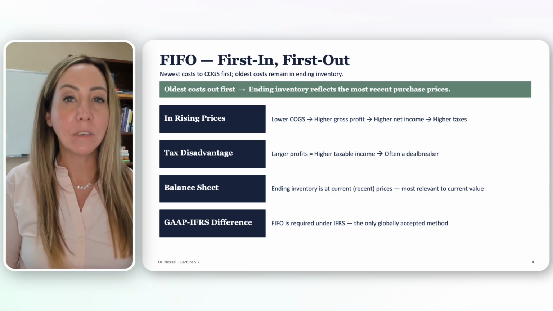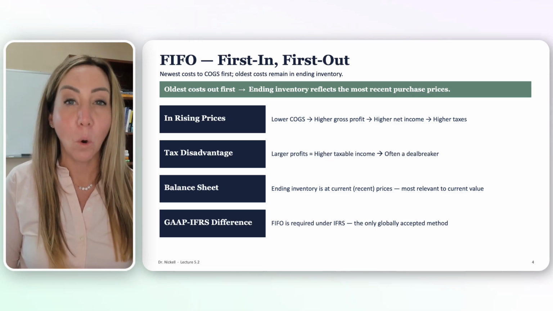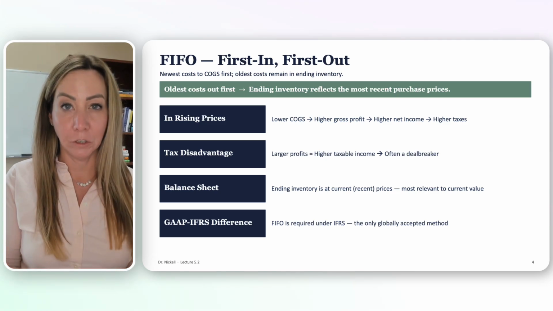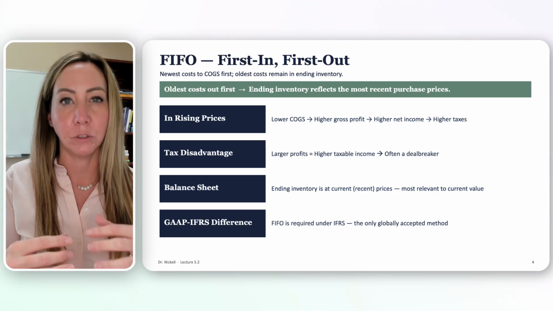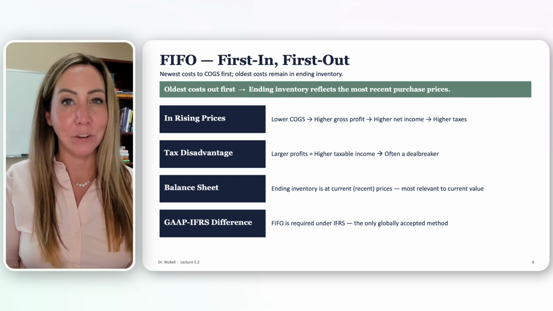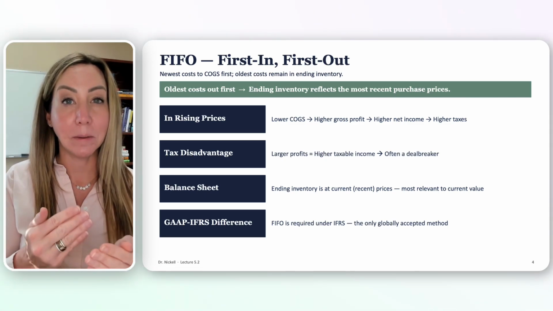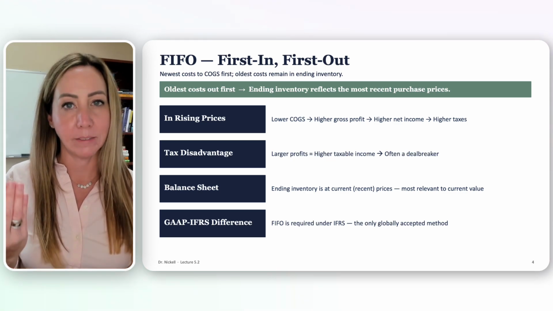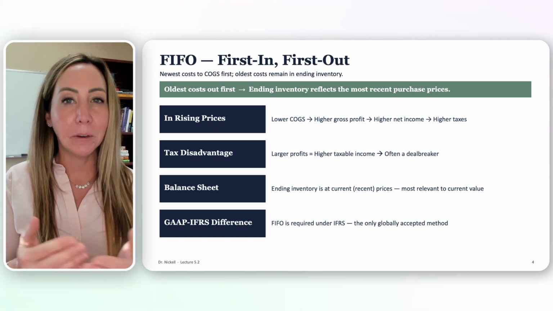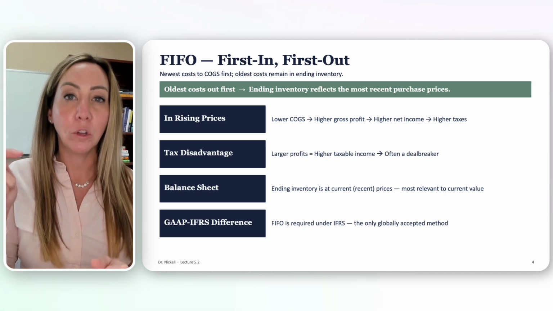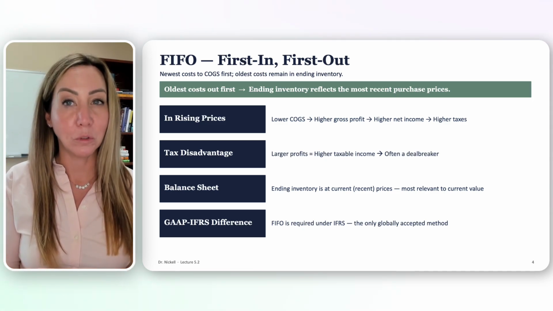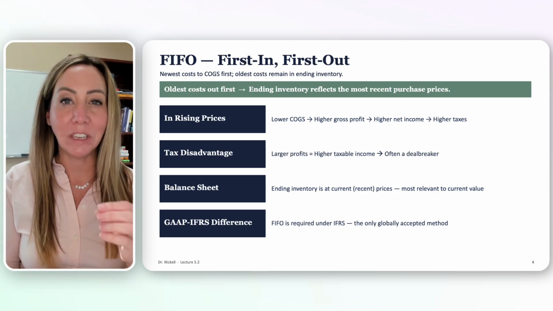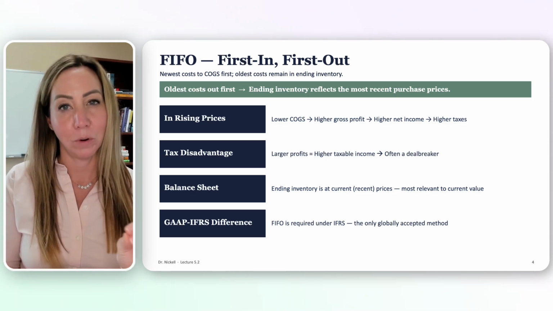FIFO stands for first in, first out, and assumes that the oldest costs flow out first when goods are sold. The first costs you incurred are the first ones charged to cost of goods sold. What remains in ending inventory under FIFO? The most recent purchase costs, the newest, typically most expensive purchases in a rising price environment, which is the most common. In a period of rising prices, FIFO produces lower cost of goods sold, higher gross profit, higher net income, but also higher taxes, and a balance sheet that reflects current prices in the inventory line.